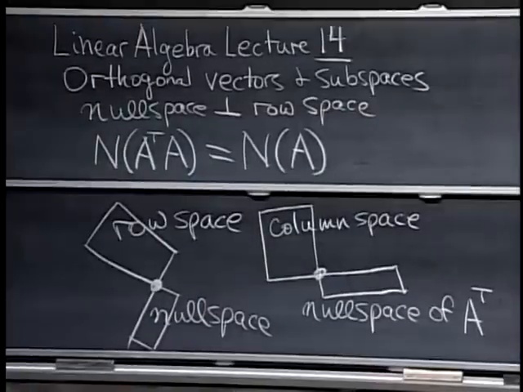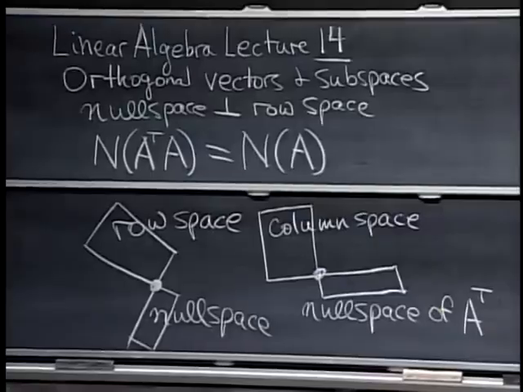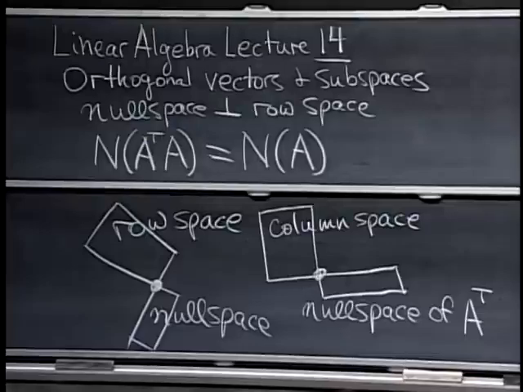Cameras are rolling. This is lecture 14, starting a new chapter. A chapter about orthogonality: what it means for vectors to be orthogonal, what it means for subspaces to be orthogonal, what it means for bases to be orthogonal. So this is a 90-degree chapter.